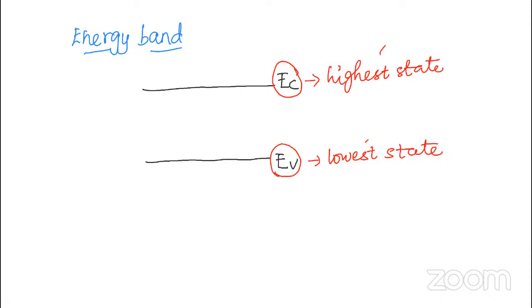EV is nothing but the valence band, and EC is nothing but the conduction band.